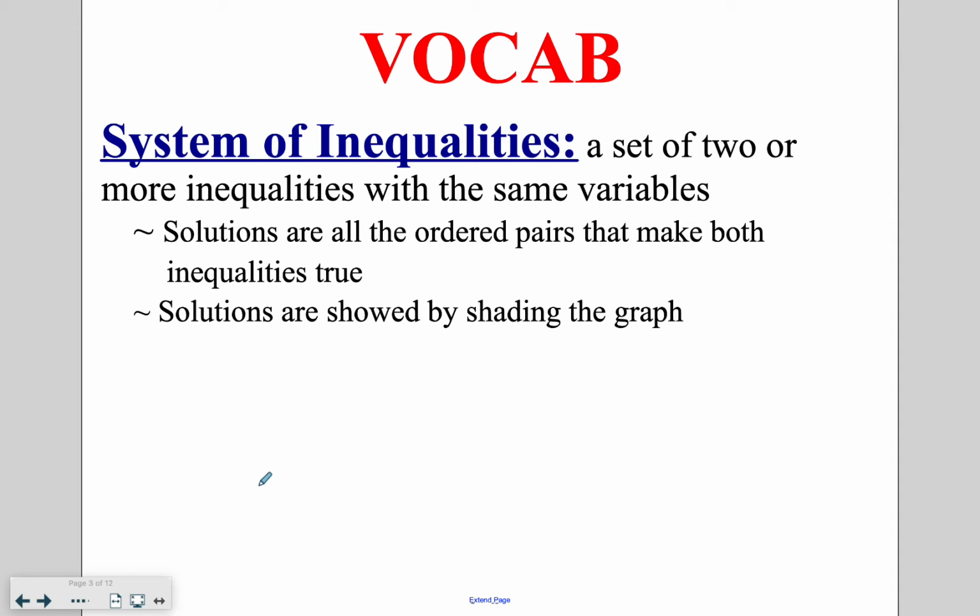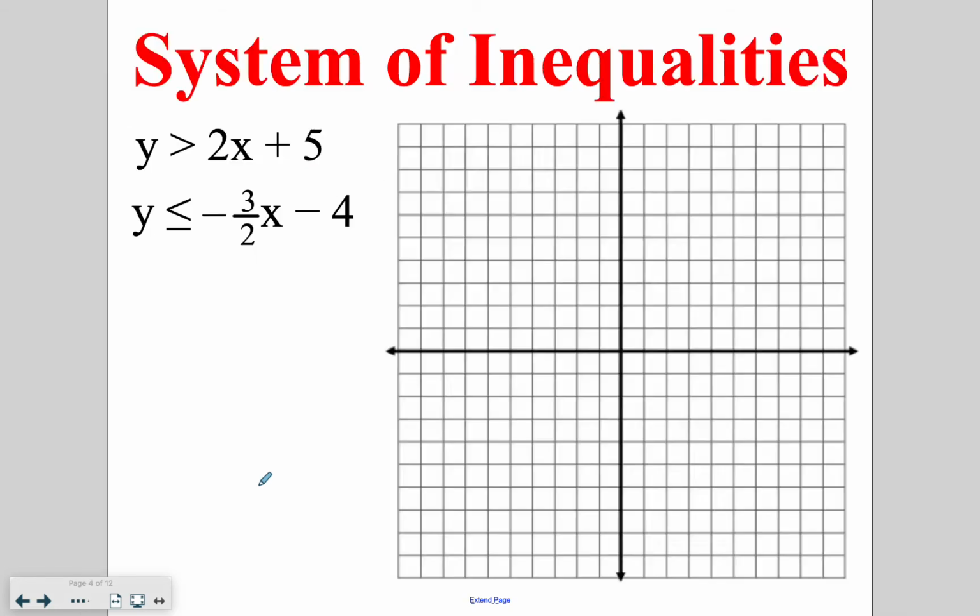We are still looking for the shaded regions where the graph is going to have our answers, and it's going to look a little different now because we will have two inequalities on the graph. So our problems start the same. We want to graph our system so that we can see what our solutions are.